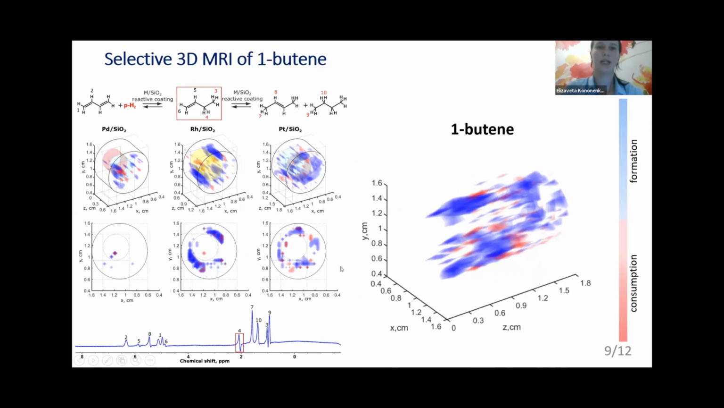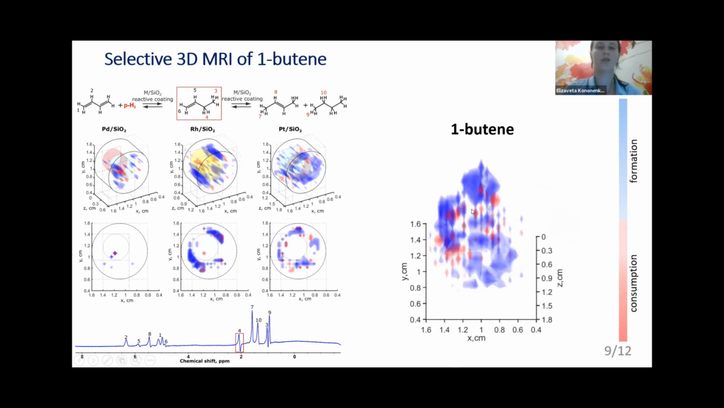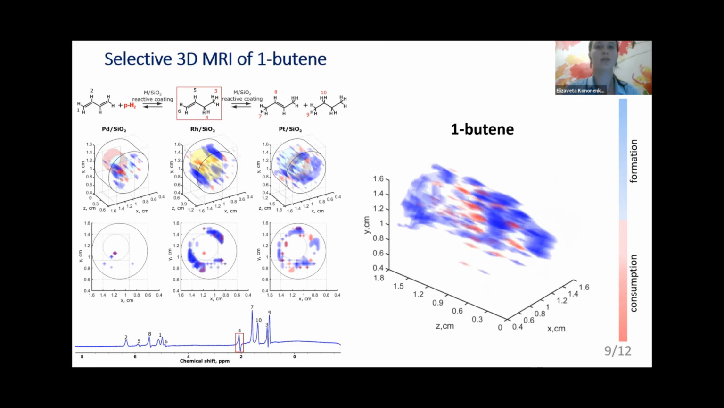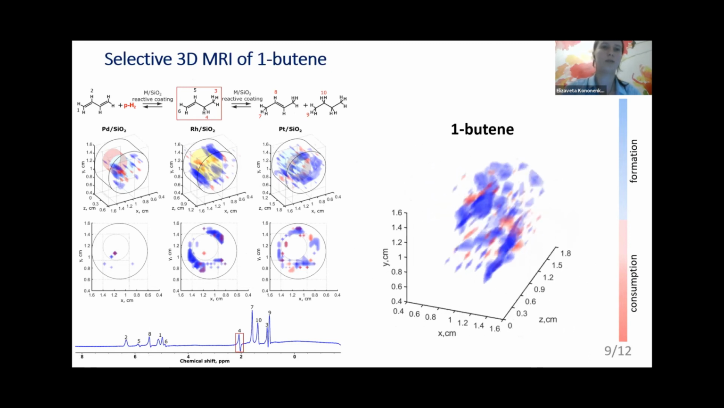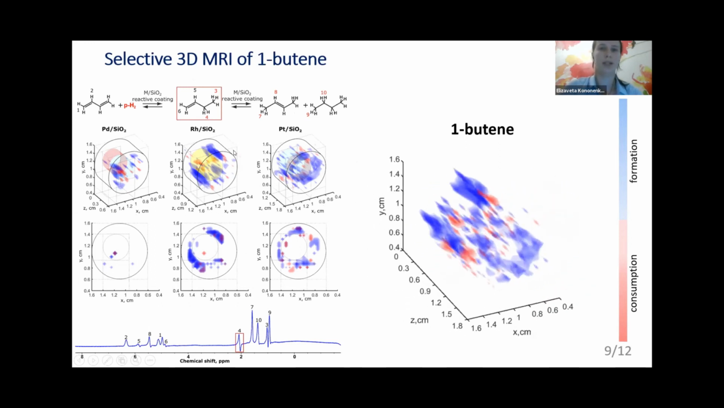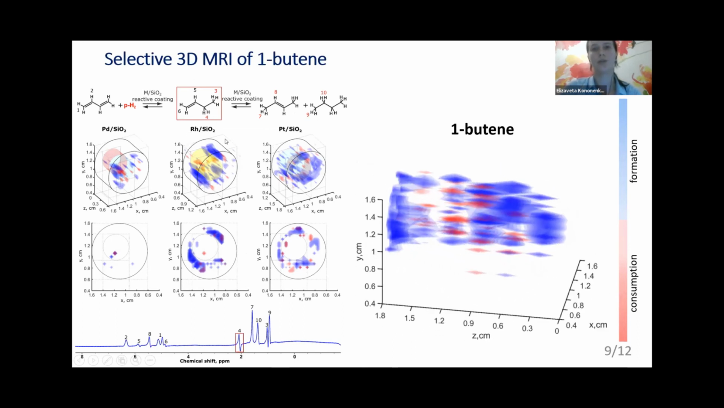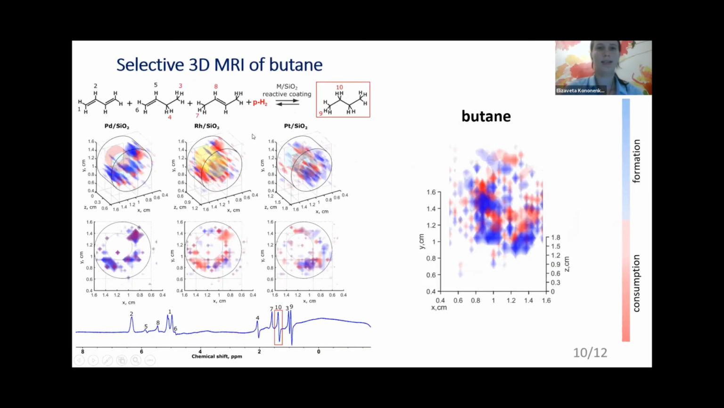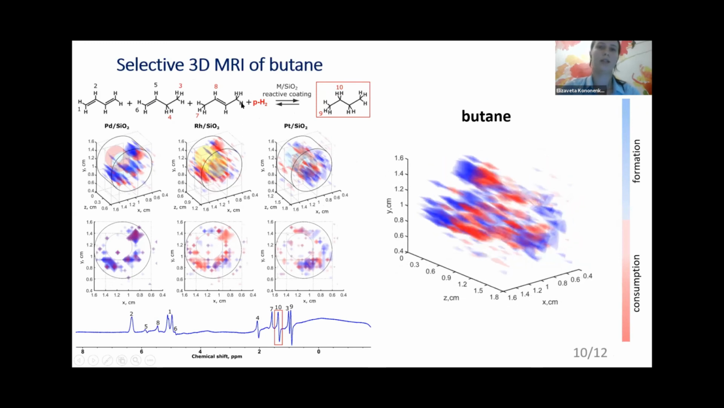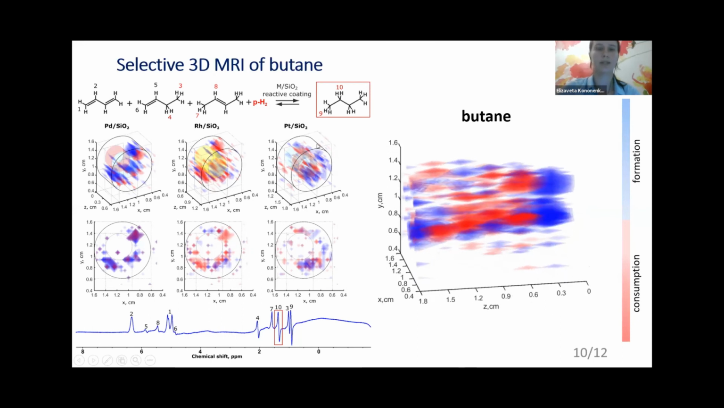The use of selective pulses made it possible to visualize products not only separately from each other, but also to obtain spatial information about their distribution. And it was found that 1-butene is formed mainly on the rhodium catalyst, which is consistent with the results of spectroscopy. As regards hyperpolarized butane, it's preferably formed on palladium catalyst and less on platinum.